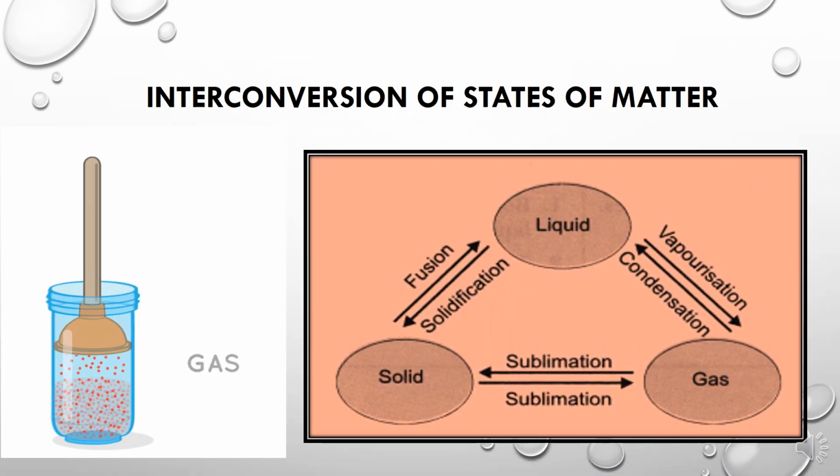Next, if we look at these three states of matter, liquid, solid and gas, they can be interconverted into each other. That means we can convert one state into another by varying the conditions of temperature and pressure.